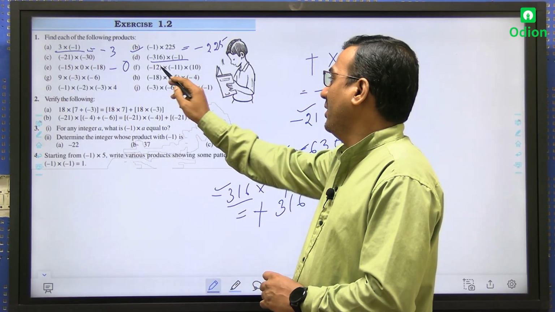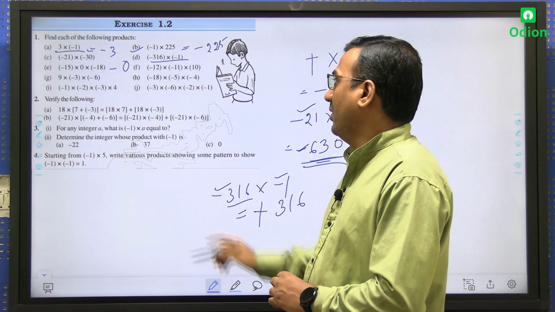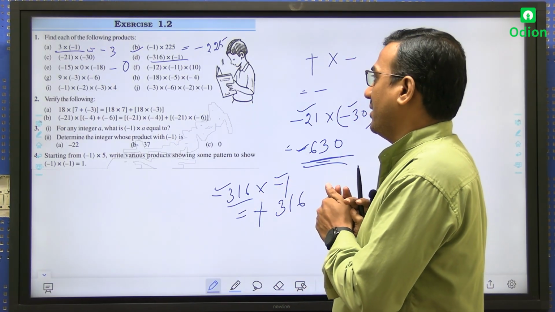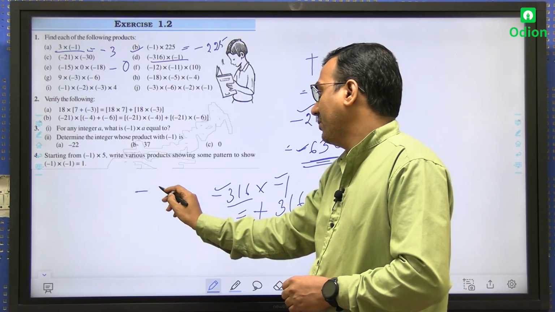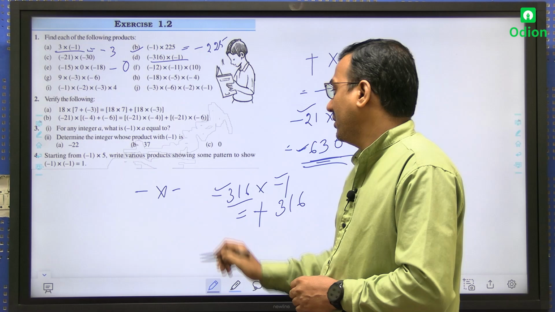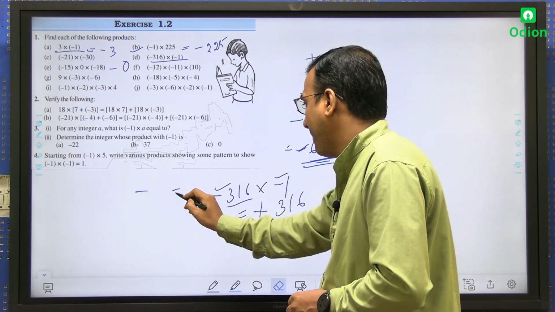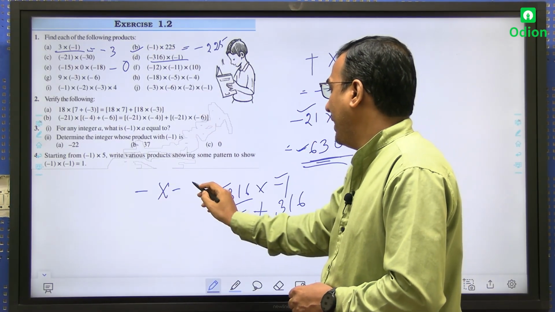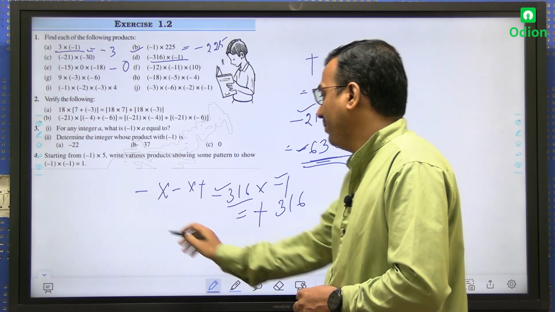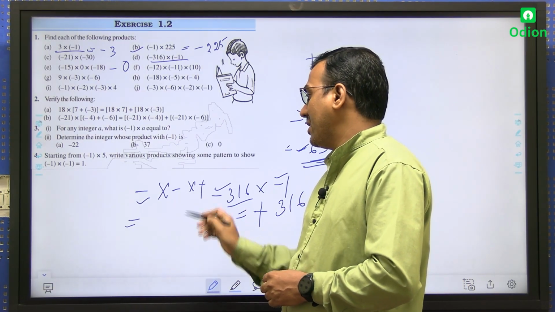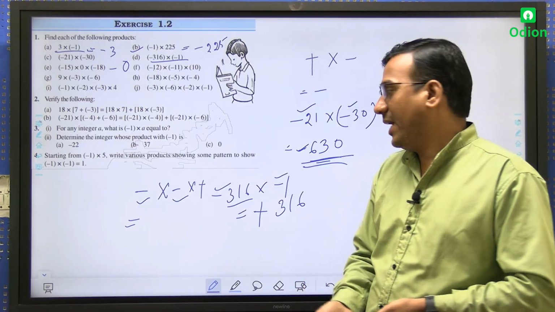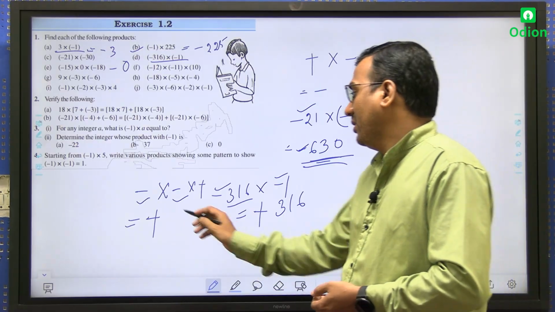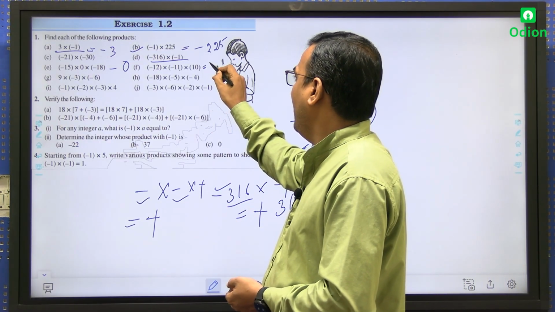Then go for next, -12, -11, -10. First I have to find which symbol I have to use in the answer. Minus multiplied with minus, again multiplied with minus. Okay, look, if we multiply minus with minus, what will happen? It will be plus, and plus again plus. Already I have discussed, it will be plus. The answer will be positive.